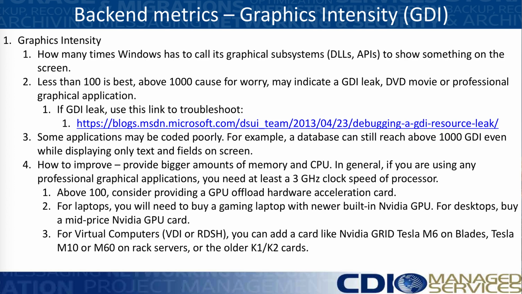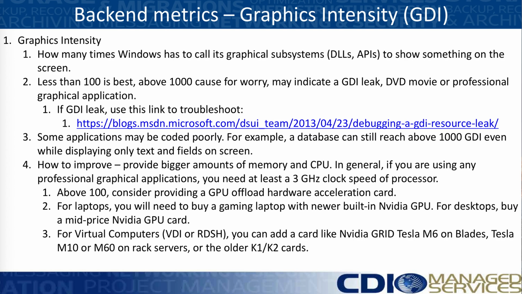You also can improve it by providing, and I already talked about it, a hardware GPU offload hardware acceleration card. You could do that for your desktop, for the RDSH server, and for a VDI server also. For a laptop, you can buy a gaming laptop. For example, ASUS makes a gaming laptop called Republic of Gaming ROG that has really advanced NVIDIA GPU cards built into the laptop. They're very bulky, but if you require that type of thing, then you can buy it.